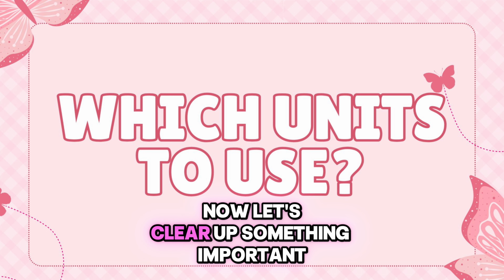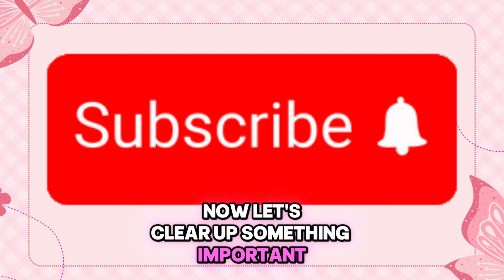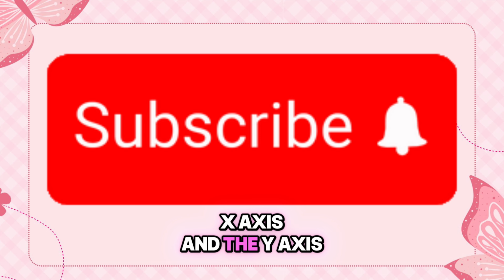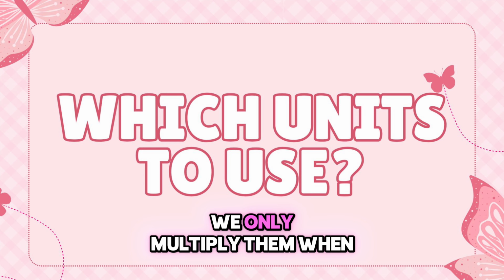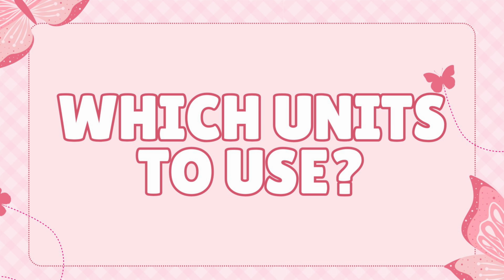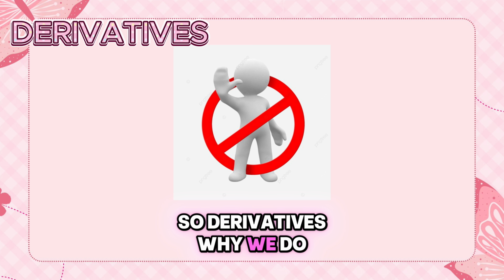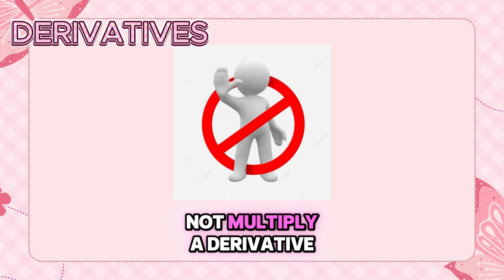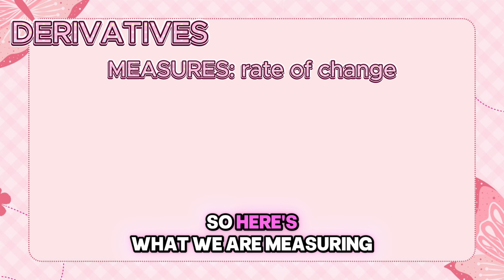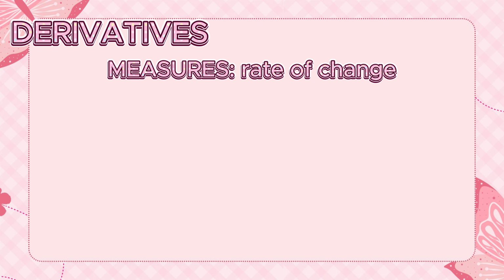Now let's clear up something important. In math, we don't randomly multiply the x-axis and the y-axis. We only multiply them when we are measuring area. That's the key. So derivatives, why we do not multiply. A derivative measures rate of change, not area. So here's what we are measuring.